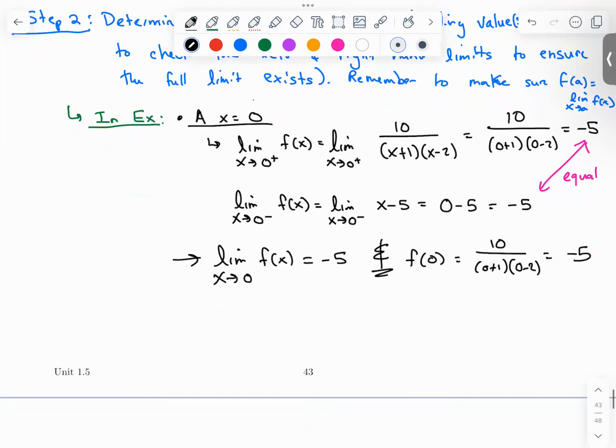So equal, therefore continuous at x equals 0. So the function is continuous there. It's not differentiable, but we will get to that. Therefore, continuous at 0. So with our dividing values, there were no discontinuities. Step 2 was to determine whether or not you're discontinuous at the dividing values. Any questions on that?